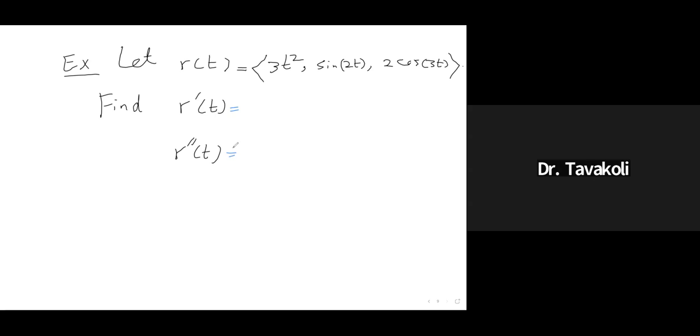From the motion point of view, when r of t shows the position, r prime is the velocity, and as you know, r double prime is the acceleration. So r prime here is 6t, using, as you know, from calculus 1, the chain rule, the derivative of sine of 2t is 2 cosine of 2t, and using the chain rule, the other one is going to be minus 6 sine of 3t.